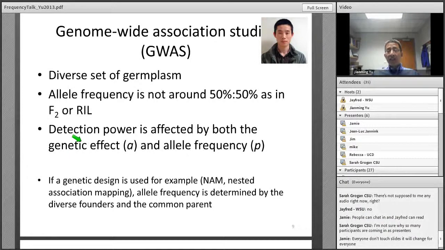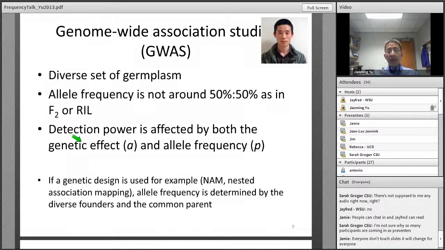We do want to have large enough SNPs to capture those LD informations to be more relevant. And then we know we are using this diverse set of germplasm. Because of this, we are getting out of the comfort zone of the F2s and RILs. Allele frequencies are not 50-50 anymore. The tight relationship between the allele effect, genotypic effect, and the final R squares and variations is not there anymore. So the allele frequency is not 50-50 anymore.